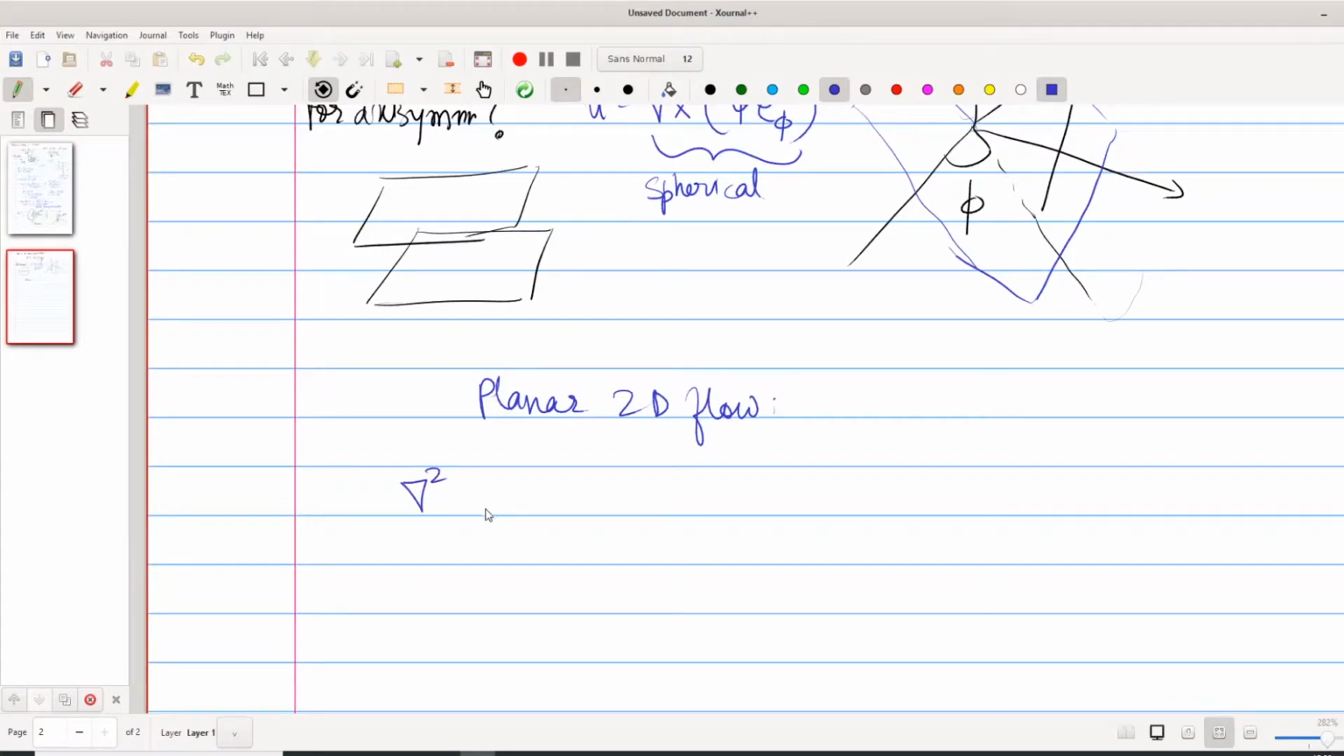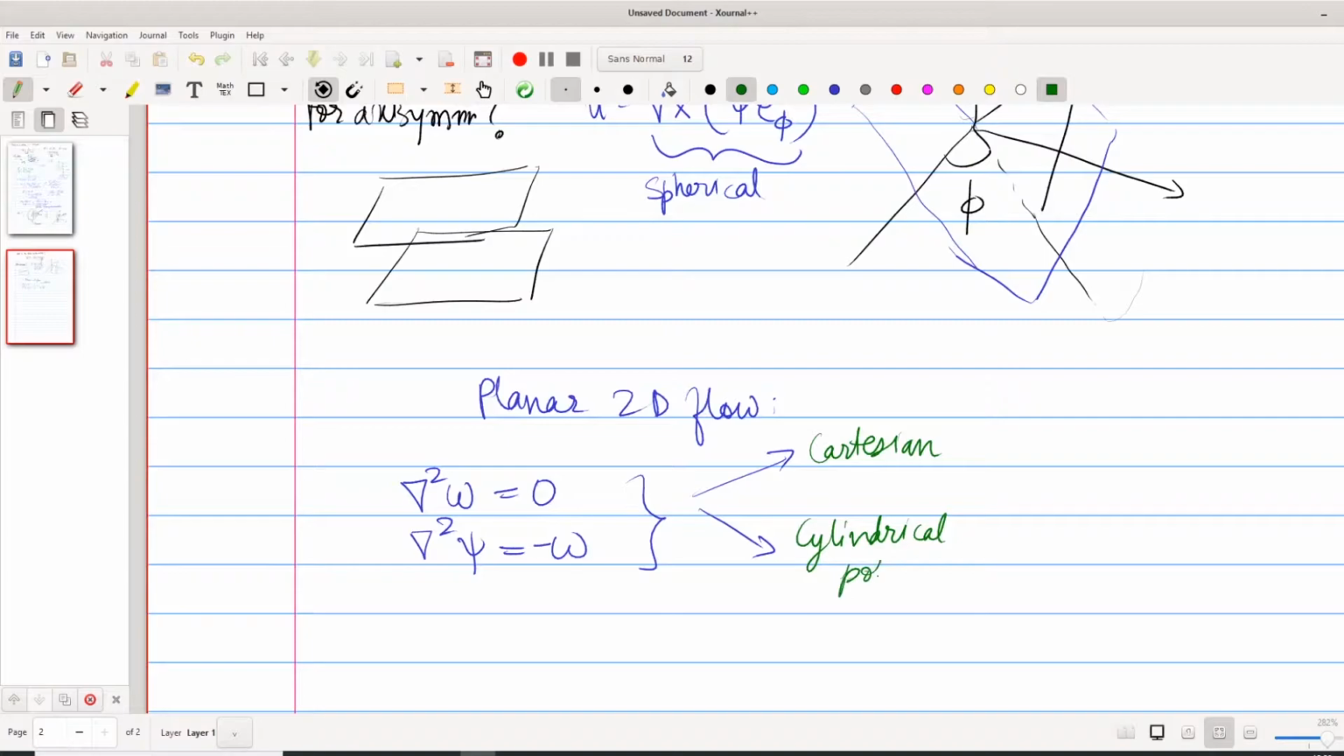The governing equation, let me reiterate, is this, subject to the appropriate boundary conditions. Now we can write these two equations in two rather convenient coordinate systems. By no means are they a complete set of coordinate systems, but Cartesian and cylindrical polar are very convenient to solve various kinds of problems.